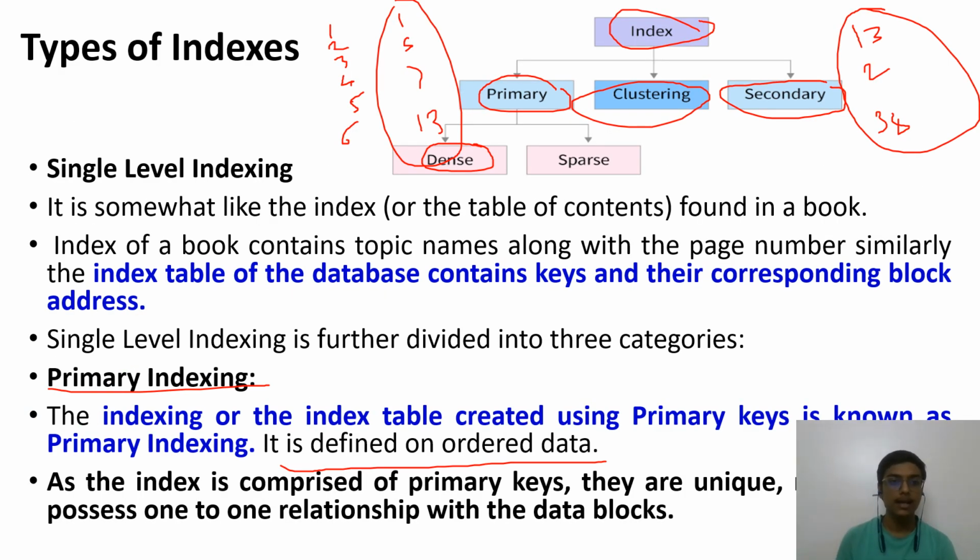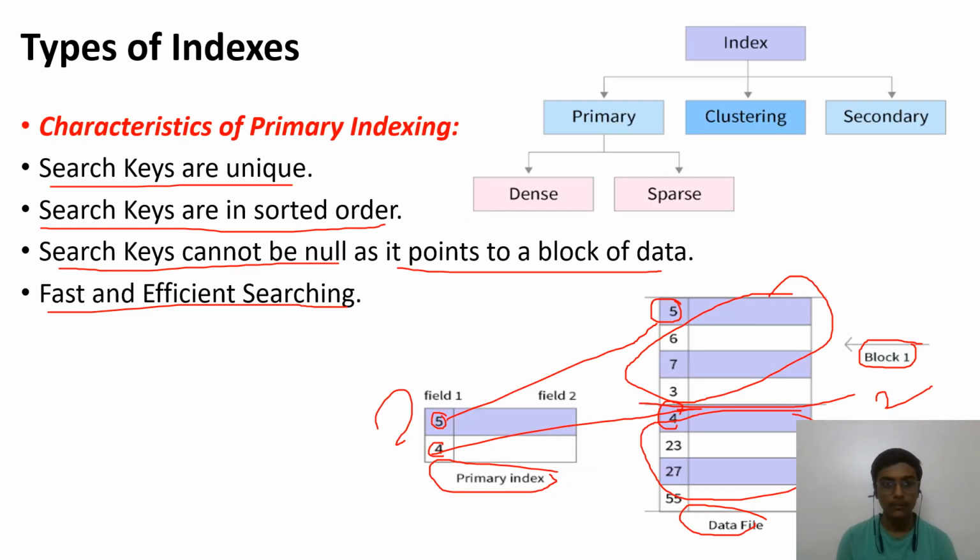So types of indexes are single level indexing. It is somewhat like the index or the table of contents found in a book. And then the primary indexing. The index table created using primary keys is known as the primary indexing. It is defined on ordered data. What are the characteristics of primary indexing? Search keys are unique. Search keys are in sorted order. Search keys cannot be null as they point to the block of data. And third is fast and efficient searching.